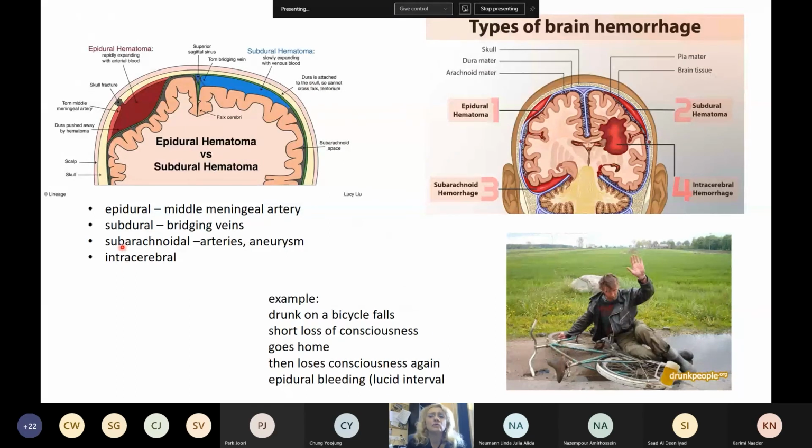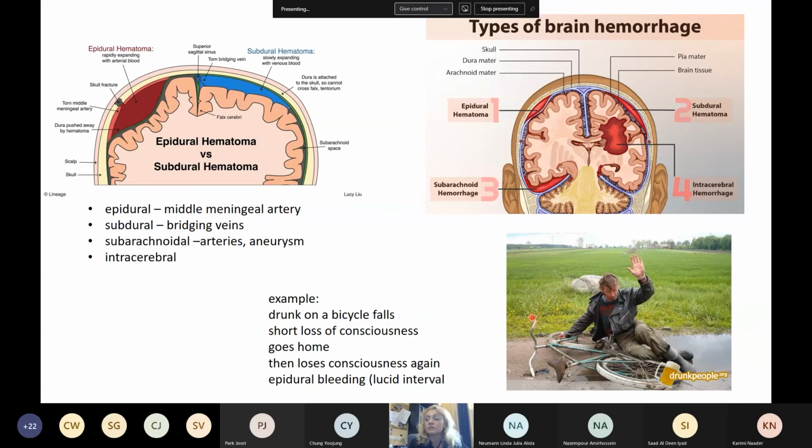Then this is what you went through many times in many lectures already in the first semester when we learned the epidural bleeding with the middle meningeal artery. So you know these bleedings: epidural, subdural, subarachnoidal, and intracerebral. Here I just mentioned one example. It's typical in drunk people who sit on the bike going home from the pub.